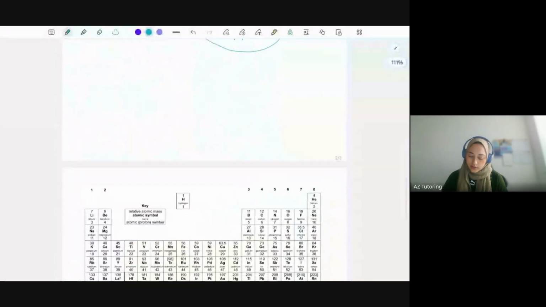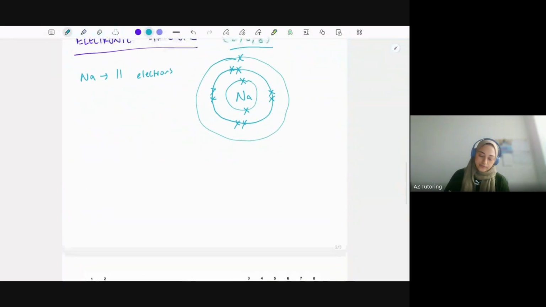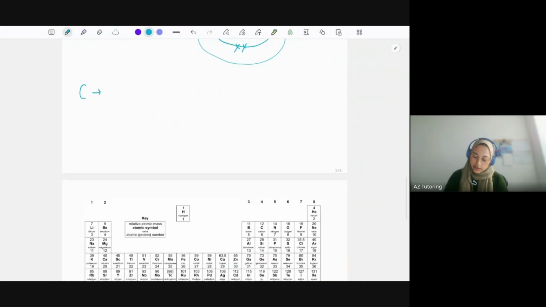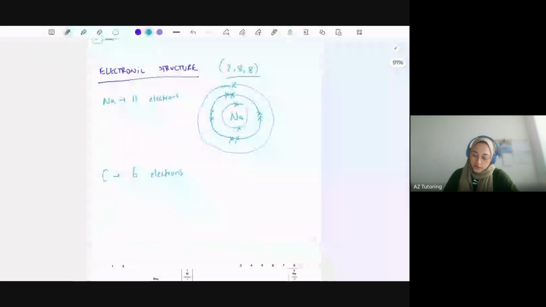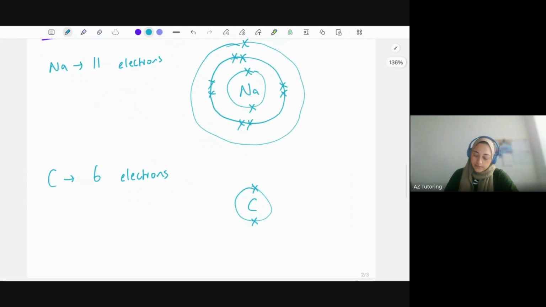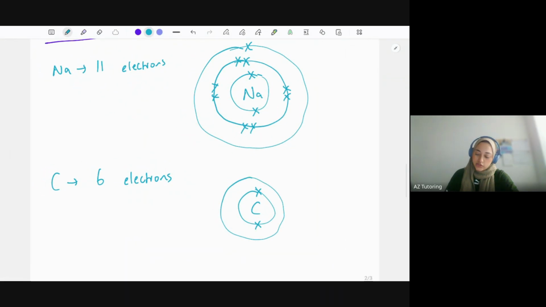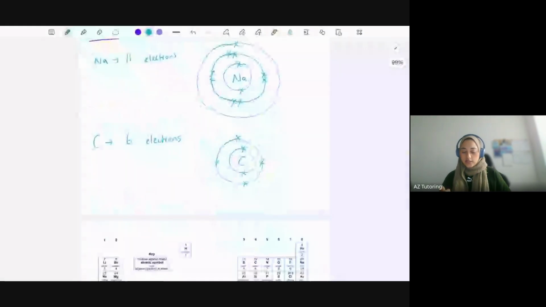We'll do 1 more. Let's do carbon. Carbon has 6 electrons. Again, going by the 2, 8, 8 rule, I can put 2 in the first shell. So I've got 4 more to draw. In the second shell, I can have a maximum of 8, and I can just put 4 there. 1, 2, 3, 4. Okay, so that's about electronic structure.